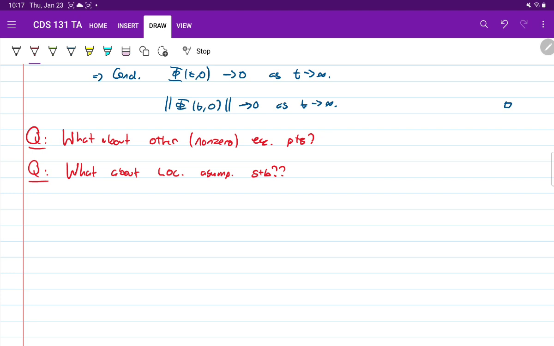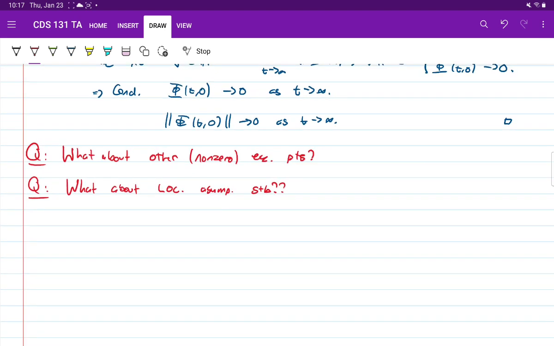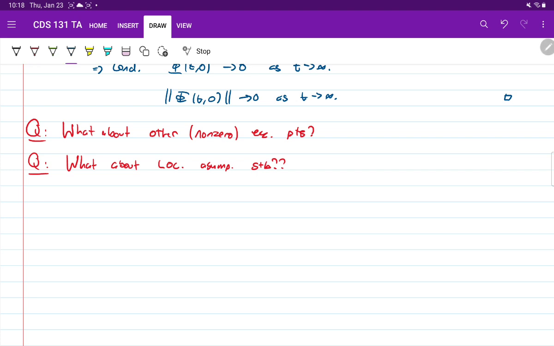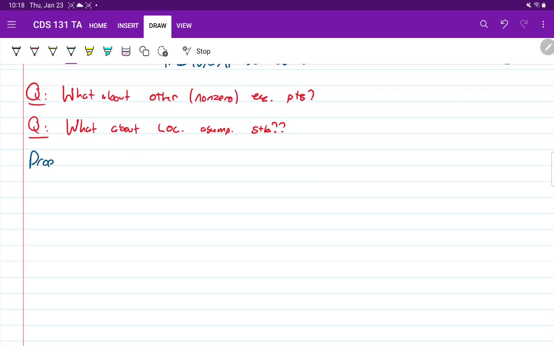So it turns out the answer to these two questions is really interesting for linear systems, okay? So what we find out is that 0 is the only possible asymptotically stable equilibrium point, and further, an equilibrium point is locally asymptotically stable if and only if it's globally asymptotically stable, okay? So this is certainly not true for a general nonlinear system, but for linear systems, this turns out to be the case, okay? It's a really nice property. Okay, so let me go ahead and state this as a proposition. We'll go ahead and prove it.